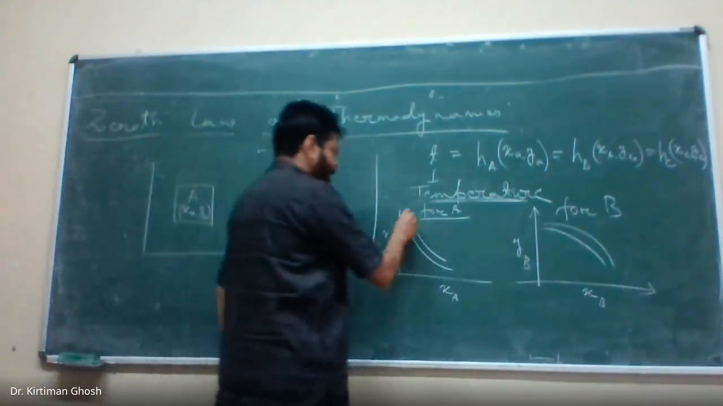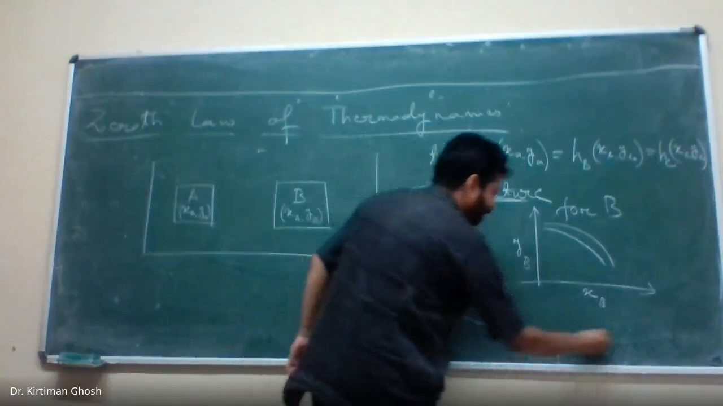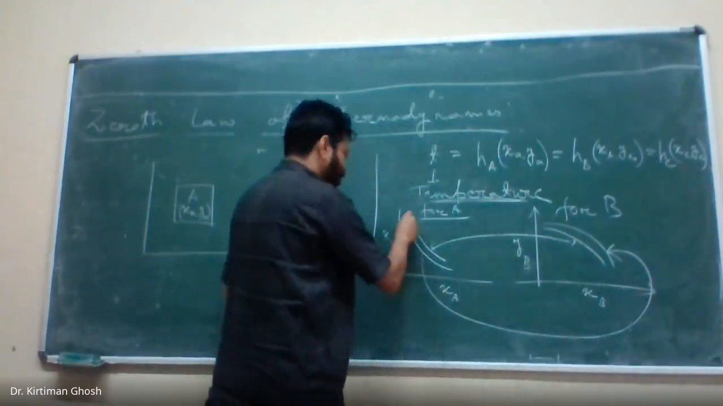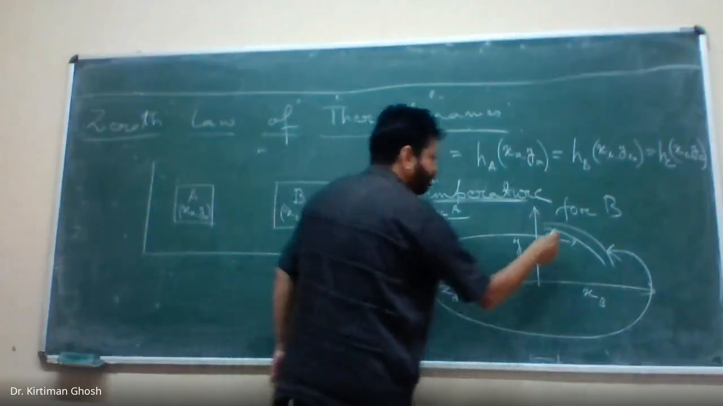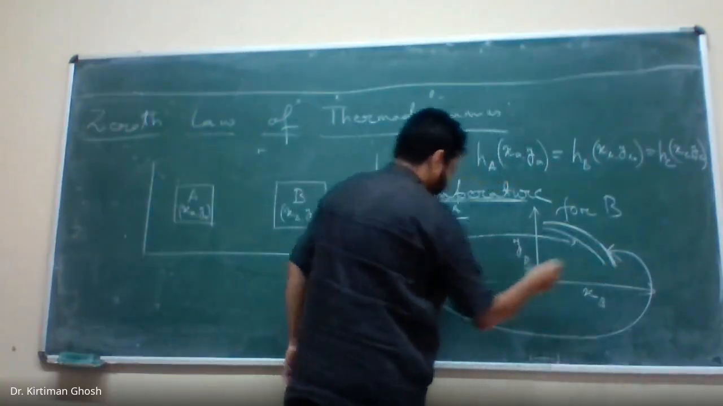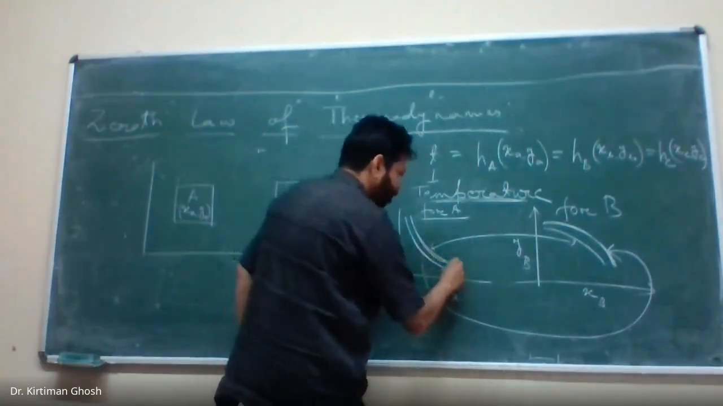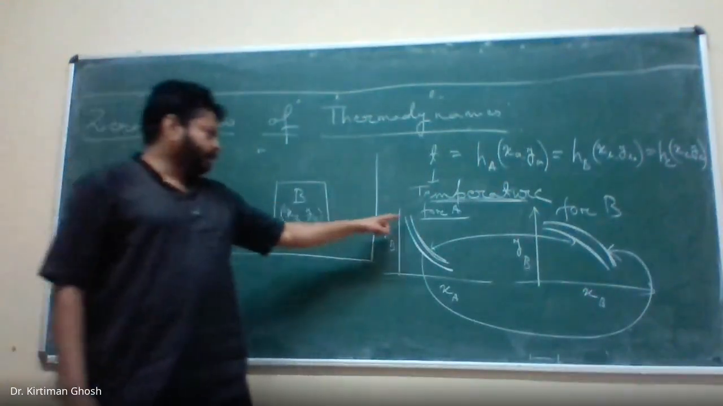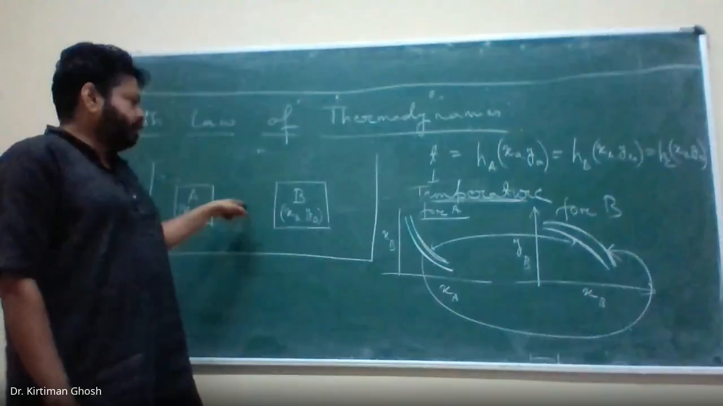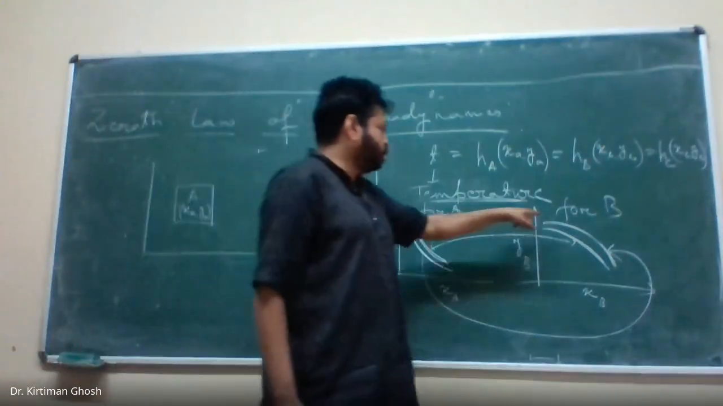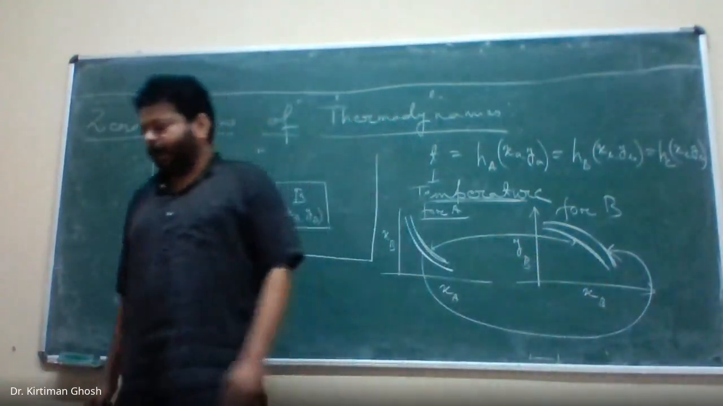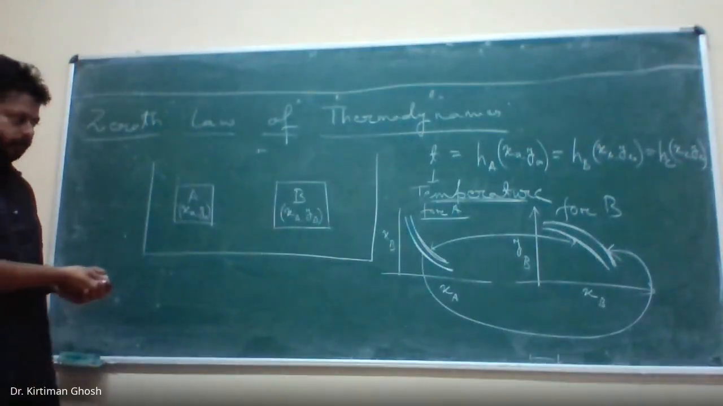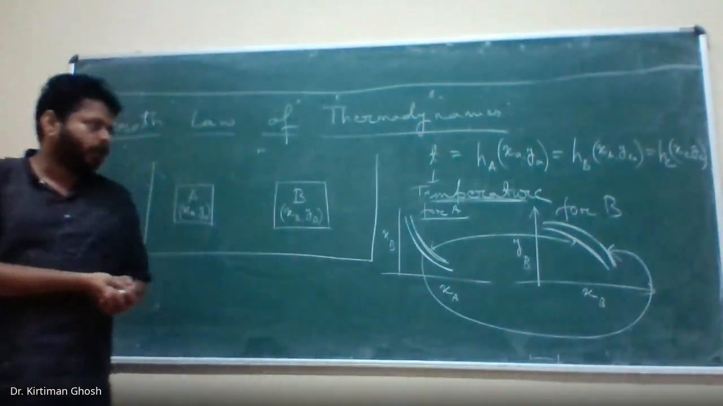So there will be a direct one-to-one correspondence between this line and that line, and this line and this line. We can say that all states on this line are in thermal equilibrium with all states on this line. Similarly, all states on this line are in thermal equilibrium with all states on this line, because all states on this line are in thermal equilibrium with this heat bath, which is in thermal equilibrium with all states of this line with system B. So this is actually the consequence of the zeroth law of thermodynamics.